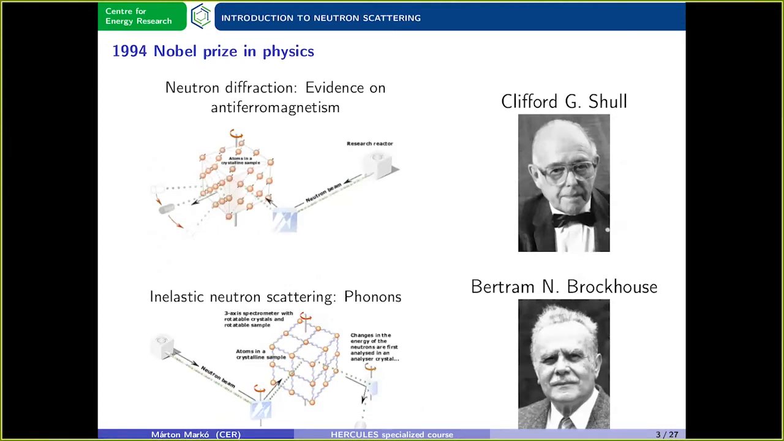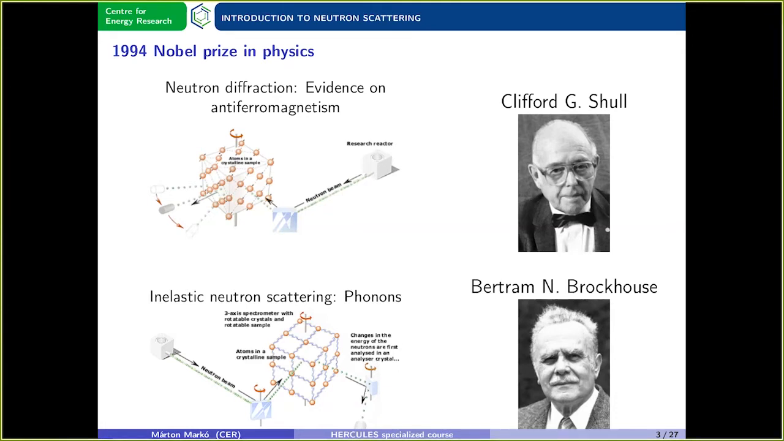So in 1994, two people got the Nobel Prize for work in neutron scattering. Clifford Shull made experiments on an antiferromagnetic sample, and he could prove that there are magnetic structures inside the sample even if outside there is no macroscopic magnetism.